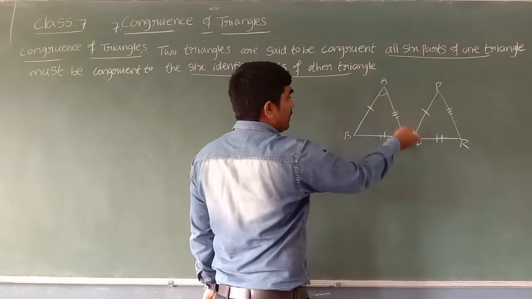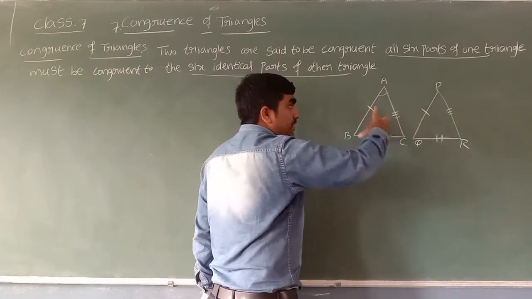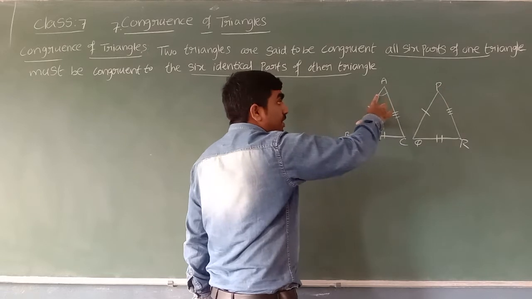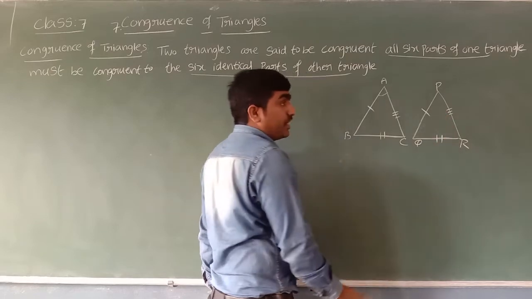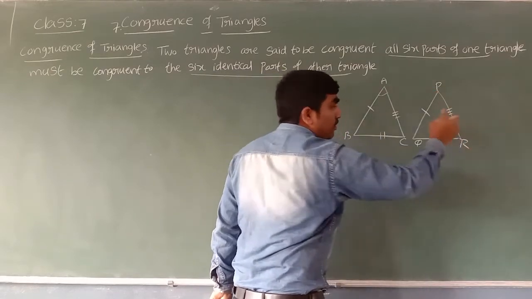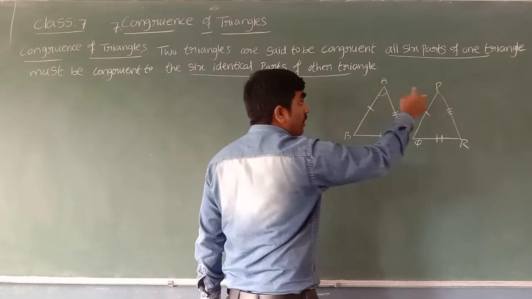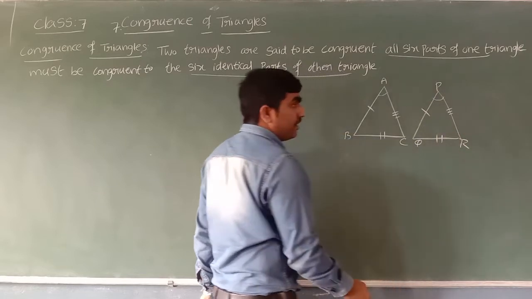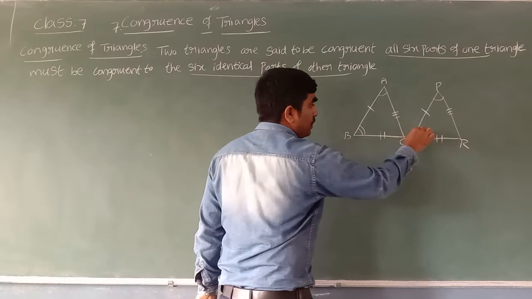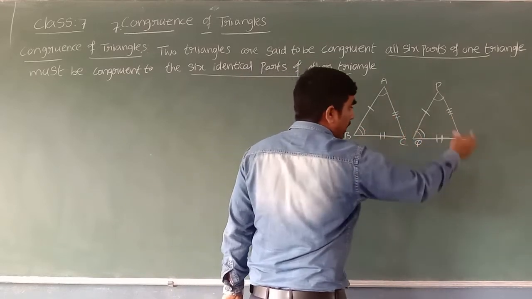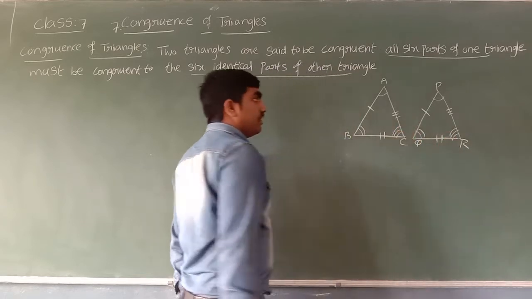And angle A, when I keep ABC over PQR, just imagine what will happen, beta. When I keep ABC over PQR, AB coincides with PQ, it means both are equal. BC coincides with QR, both are equal. And AC coincides with PR, both are equal. And imagine about angles. Angle A coincides with P, so angle A is equal to angle P. Angle B coincides with Q, so angle B is equal to angle Q. And angle C coincides with R, so angle C is equal to angle R.